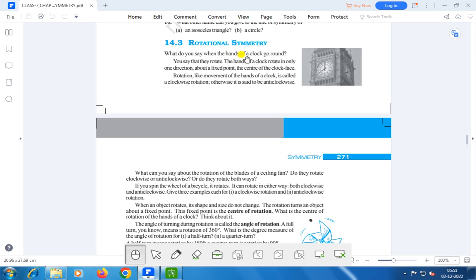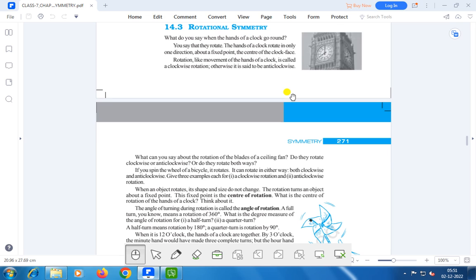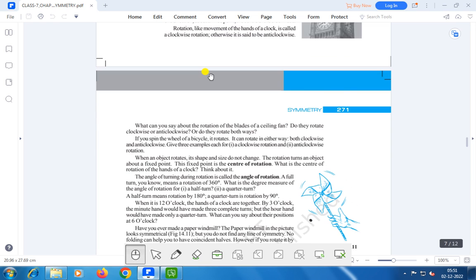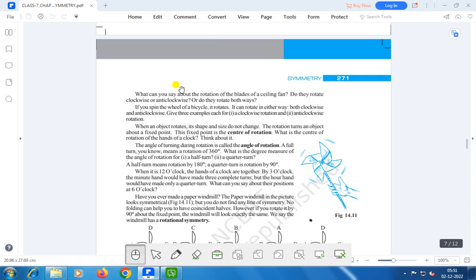What do you say when the hands of a clock go around? You say that they rotate. The hands of a clock rotate in only one direction about a fixed point, the center of the clock face. Rotation, like movement of the hands of a clock, is called a clockwise rotation. Otherwise, it is said to be anti-clockwise.